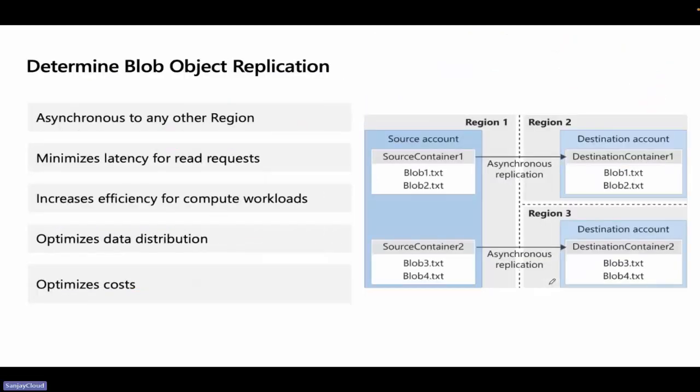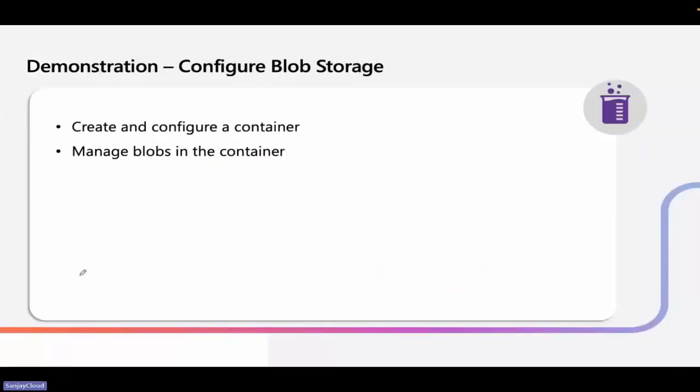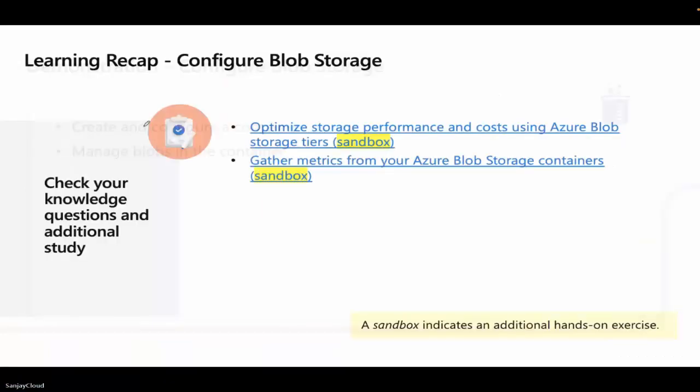Replication. We already discussed replication. Replication is used to minimize latency for read requests, increase efficiency for compute workloads, and optimize data distribution and cost. And replication will always be asynchronous. So creating and configuring containers and managing blobs in the container, we are already done with this.